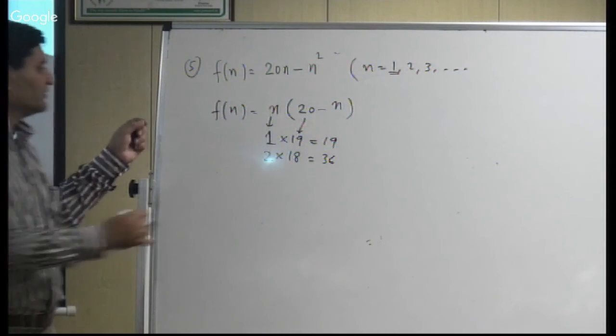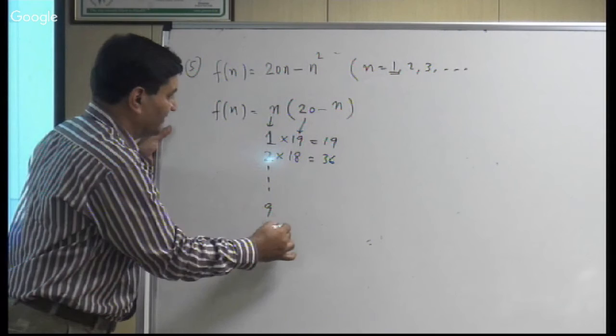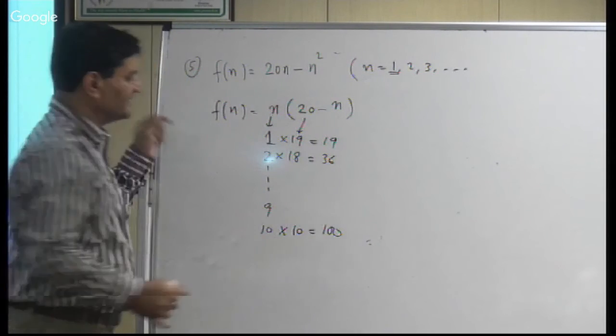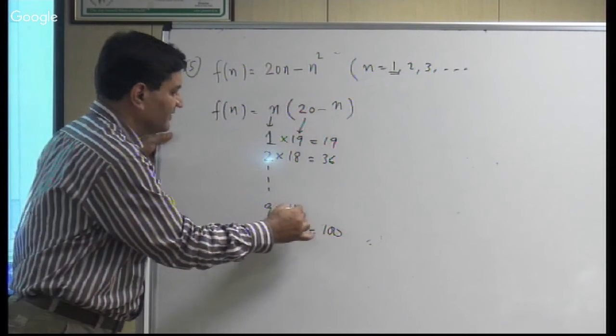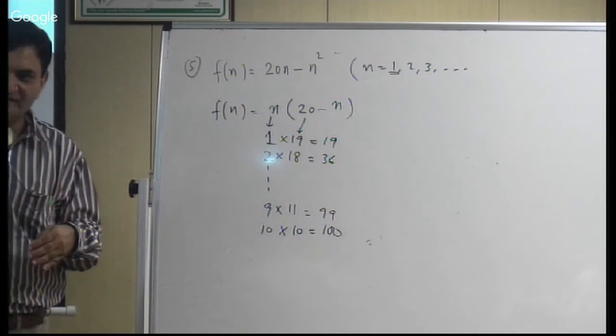If I substitute n equal to 10, let us say I am substituting 9 and then finally 10. If I put n is 10, 20 minus n will be 10, this value will be 100. And if n is 9, 20 minus 9 will be 11, this will be 99. And after this again, the values will start decreasing.